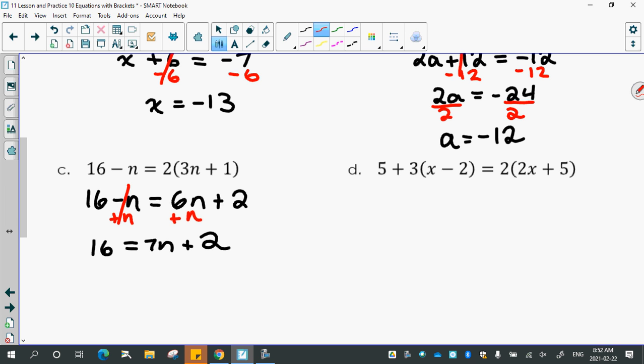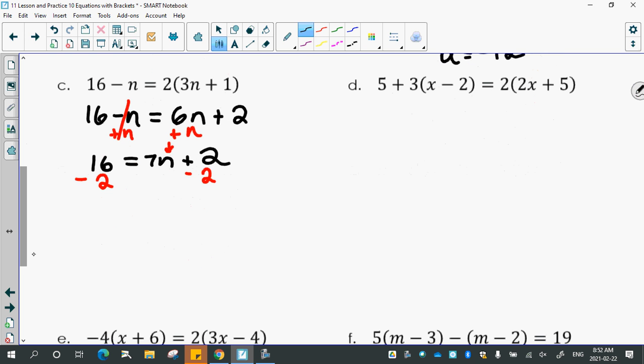So now the right side is the side with the n this time. Okay? So it's the side that's going to boss me around. I want to undo the add 2, so I'm going to subtract 2 on both sides. So I get 14 equals 7n.